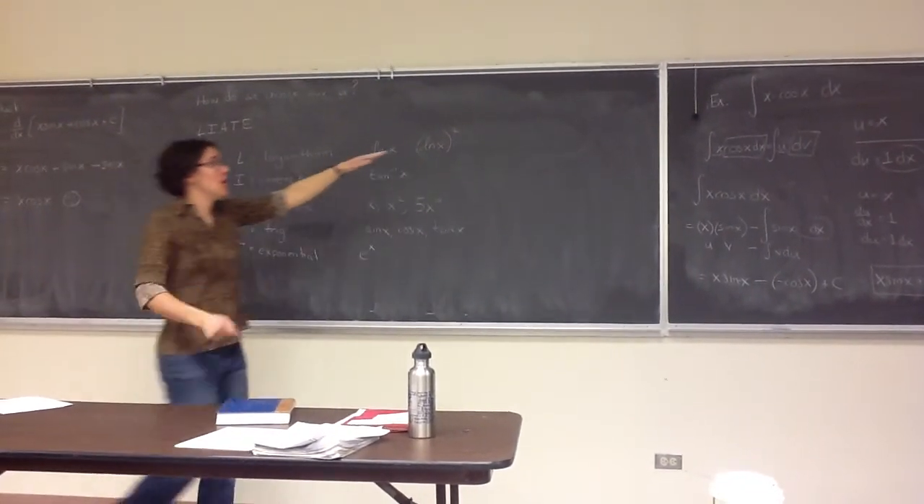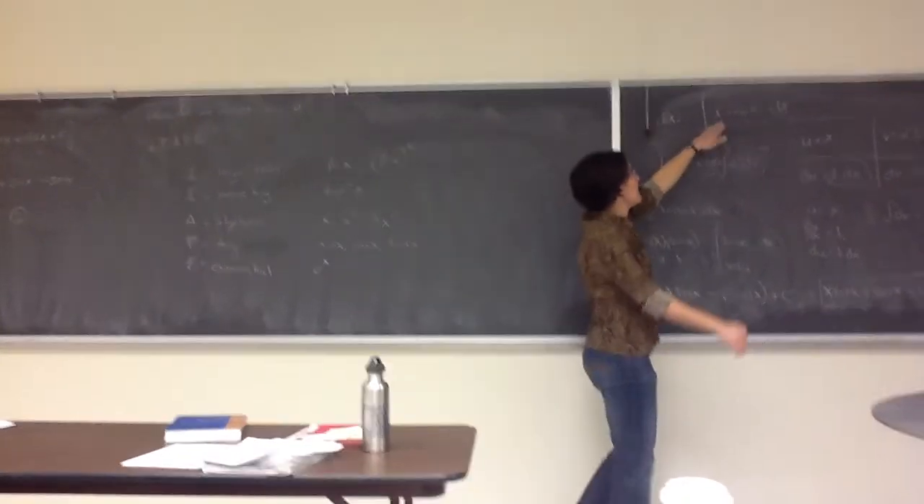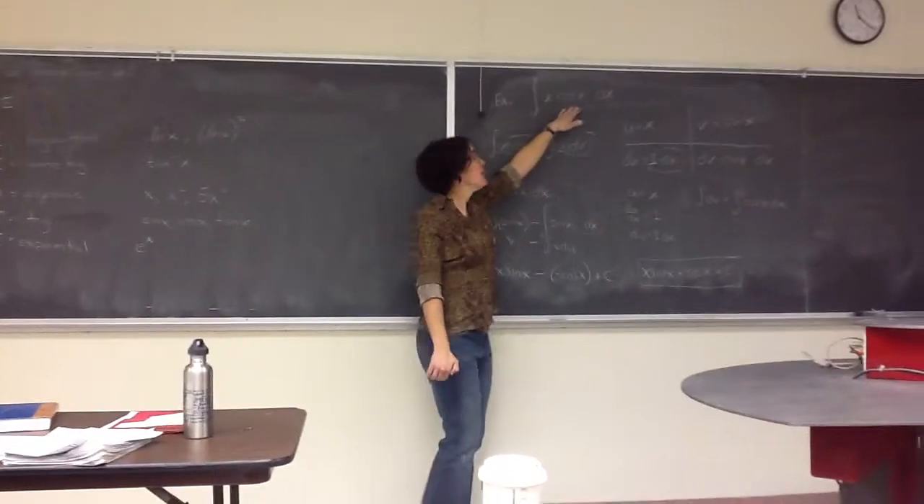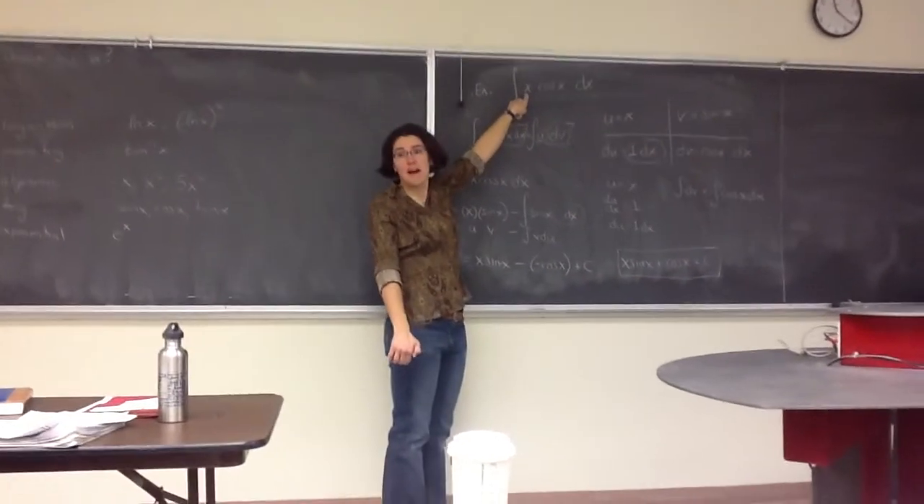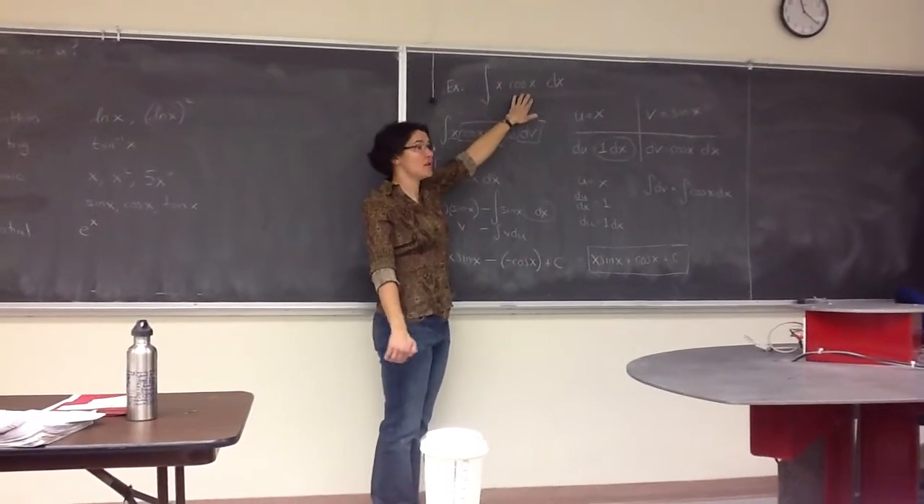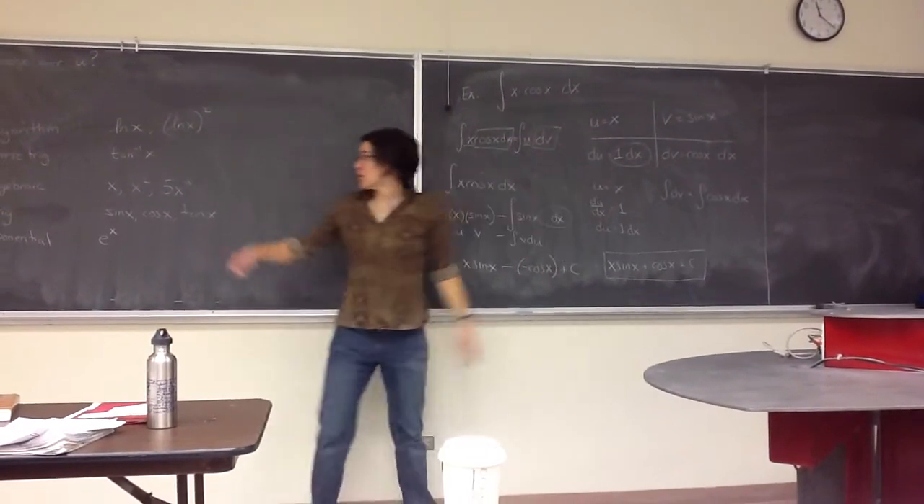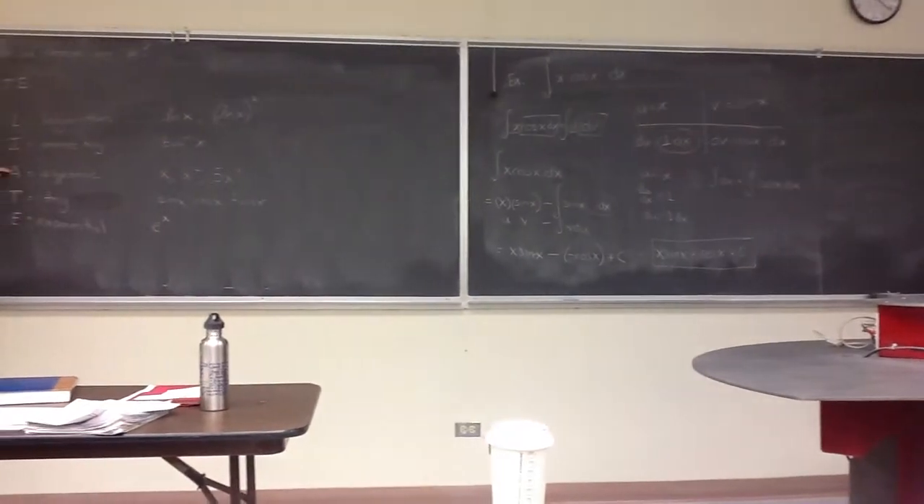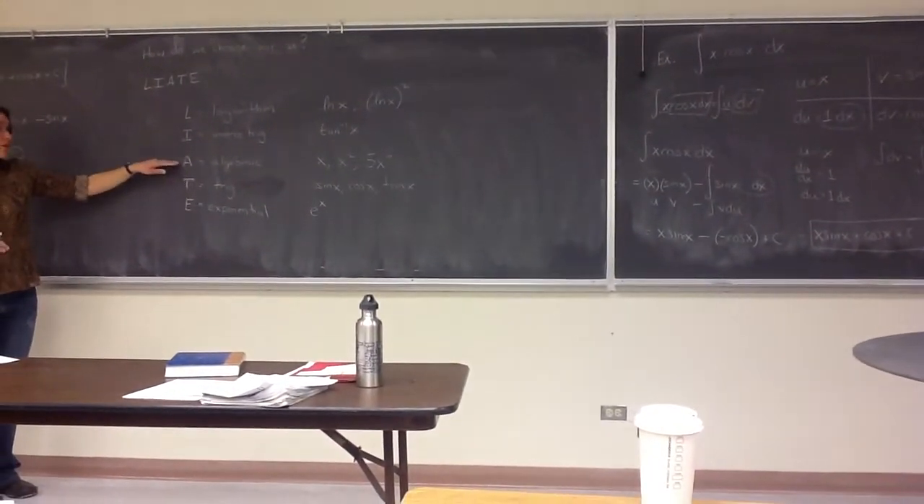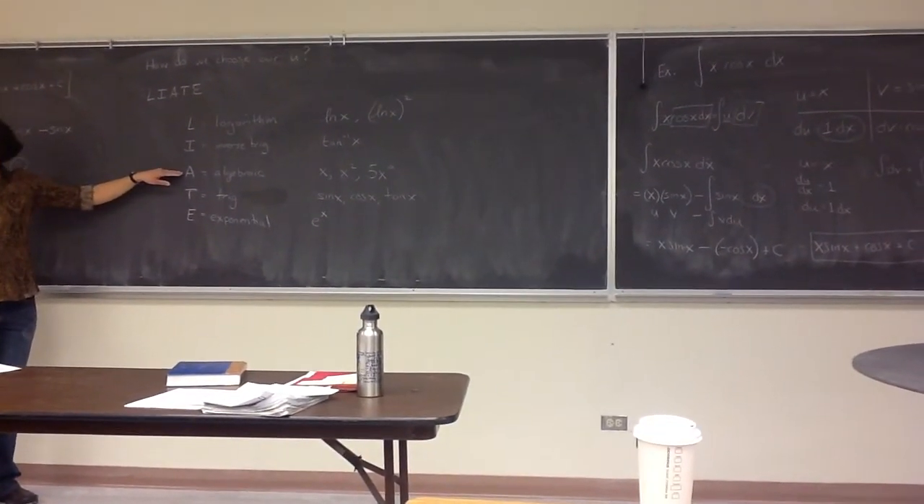So for example, on the problem that we looked at as our first example, x times cosine of x, I see an x, so that's my algebra, and I see cosine of x, which is trig. And so in terms of my hierarchy here, algebra comes above trig, and so my choice for u was the x.